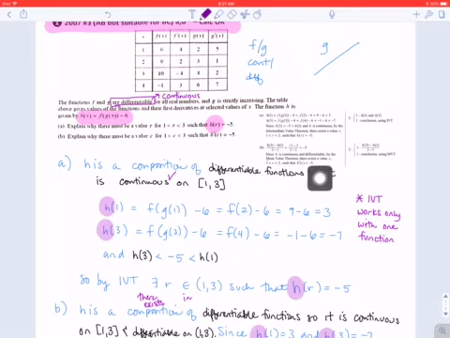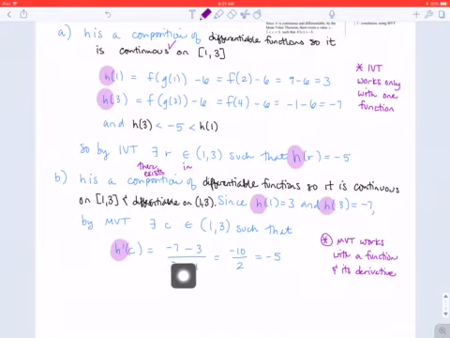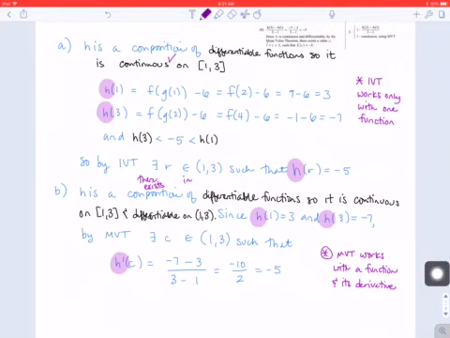So h prime of c equals -5. We just use MVT, found the average rate of change is -5, and that's what MVT says. So that's how we check that off our list. Any questions on the second part there?